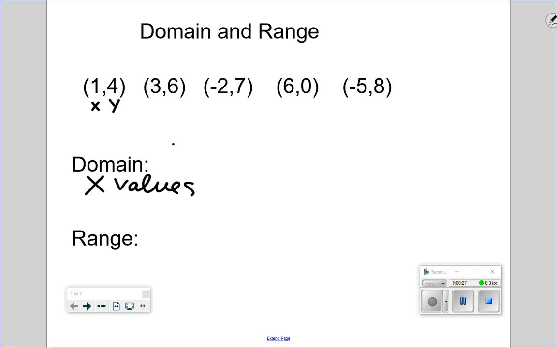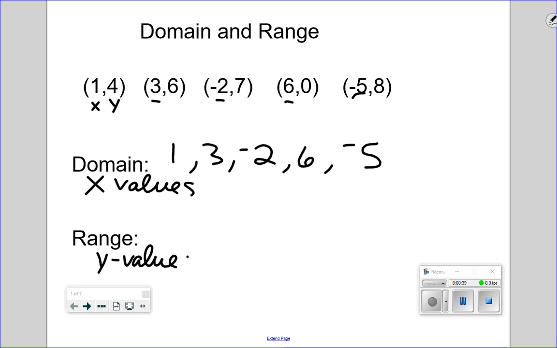So we would just list out all the x values for these 5 points. So the domain here would be 1, 3, -2, 6, and -5. The range is all the y values. So in this case, we list the y values, starting with 4. Next one is 6, 7, 0, and 8.